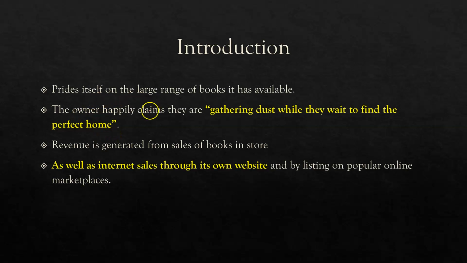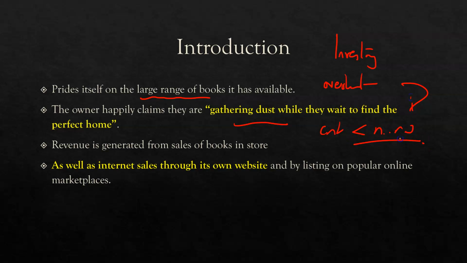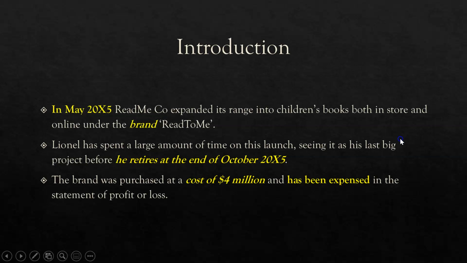This business prides itself on the large range of books that it has. It says that the owners happily claim they have books gathering dust. So straight away, because this is audit, we're talking about inventory, and we are definitely talking about the potential overstatement of inventory due to cost being lower than net realizable value. That's really the issue here.